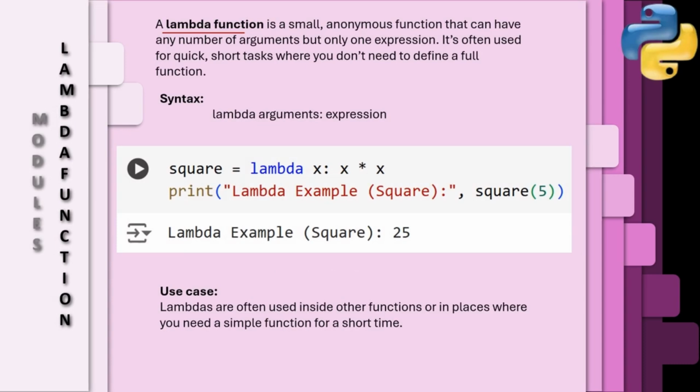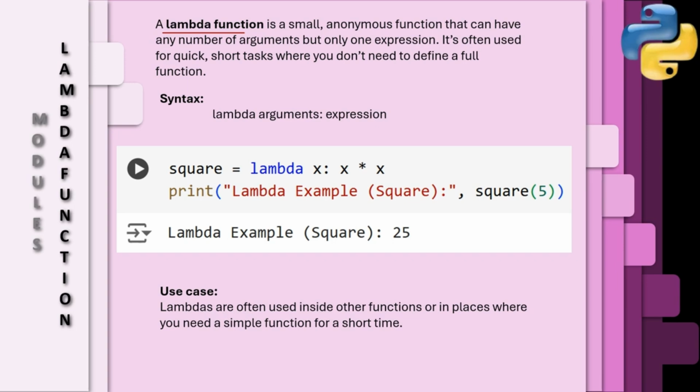Lambda functions are often referred to as small anonymous functions that can have any number of arguments but only one expression. It is often used for quick short tasks where you don't need to define a full function. They are a concise way to define functions in Python. Lambda syntax is as follows.